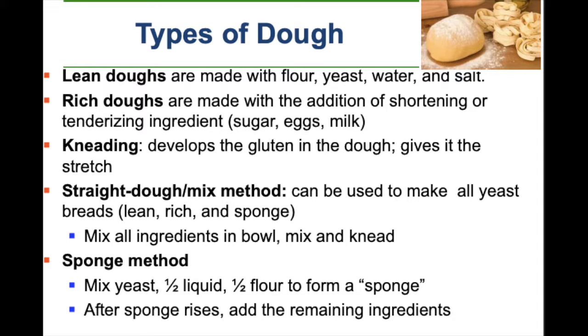Lean doughs are made using only flour, yeast, water, and salt. Those are their ingredients. Rich doughs are the same thing as lean doughs, but you can add shortening or another tenderizing ingredient like sugar or eggs or milk. So cinnamon rolls use rich doughs. French bread uses lean doughs.